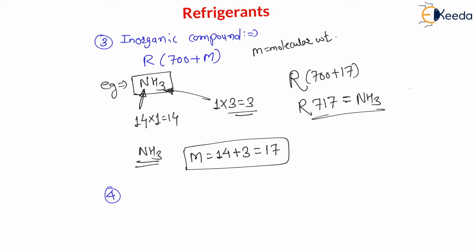And the fourth type of refrigerant is azeotropes. My dear students, these azeotropes are a series of R with a number of 500 or more, like 501, 502, likewise. This is how azeotropes are written. That means whenever the number in front of R has 3 digits, it is a saturated hydrocarbon. If 4 numbers are written, it is an unsaturated hydrocarbon. If the number is more than 700, then it is an inorganic compound. If the number is more than 500, then it is an azeotrope.